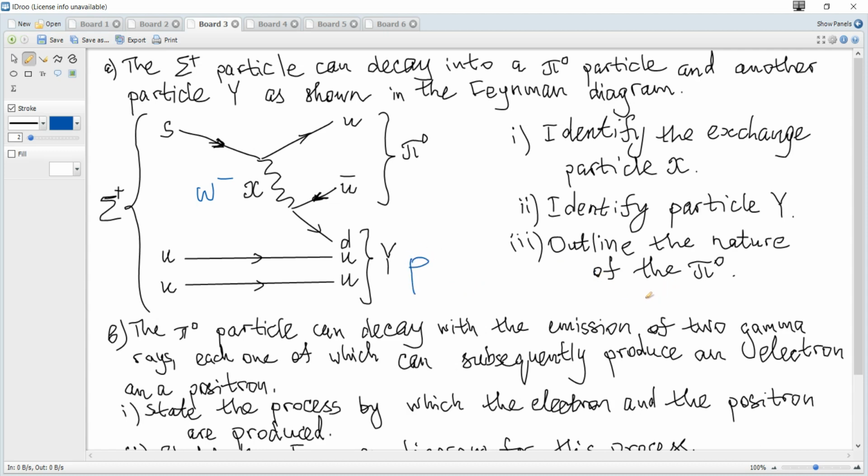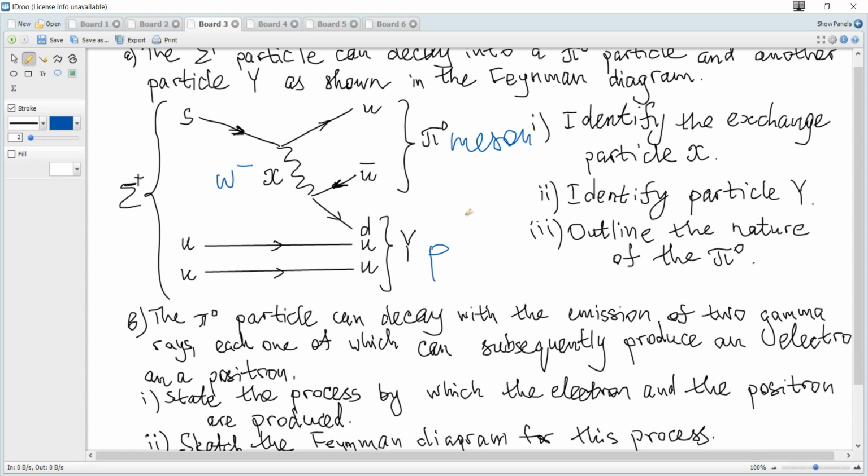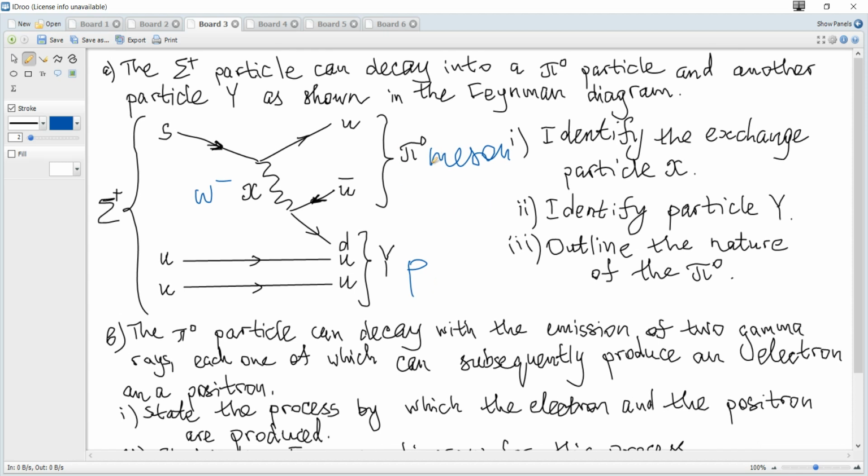Outline the nature of the pi 0. We can see that it consists of quark and anti-quark, and it means that it's a meson. And also it has 0 charge, so we can say that it's a neutral meson. And if we consider the antiparticle of pi 0, we can see that it will also have structure U U-hat. So we can say that this particle is its own antiparticle.